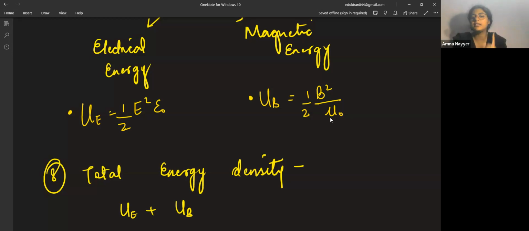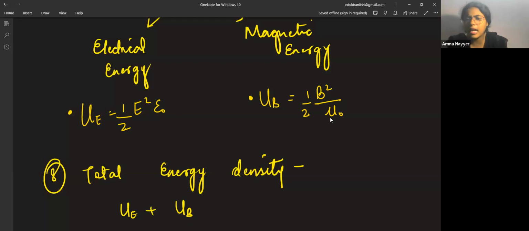And class, this derivation, when we did it in the class also, I told you that this is very important: half E square into epsilon. Secondly, we have magnetic energy. Now see, magnetic energy, this is the formula which you have to remember. And how is it derived? This is derived in the same manner. We take the energy, we take the volume, we divide it.